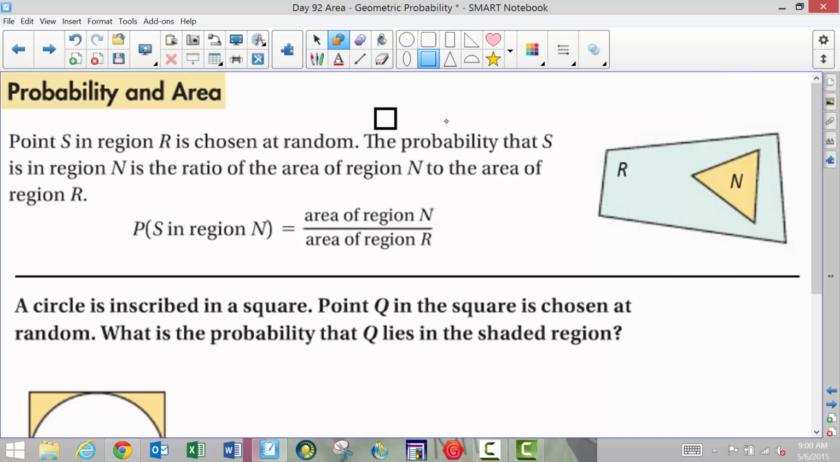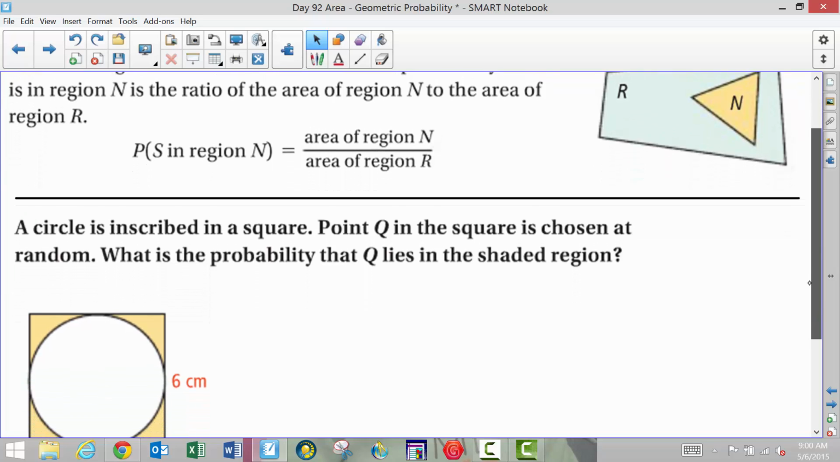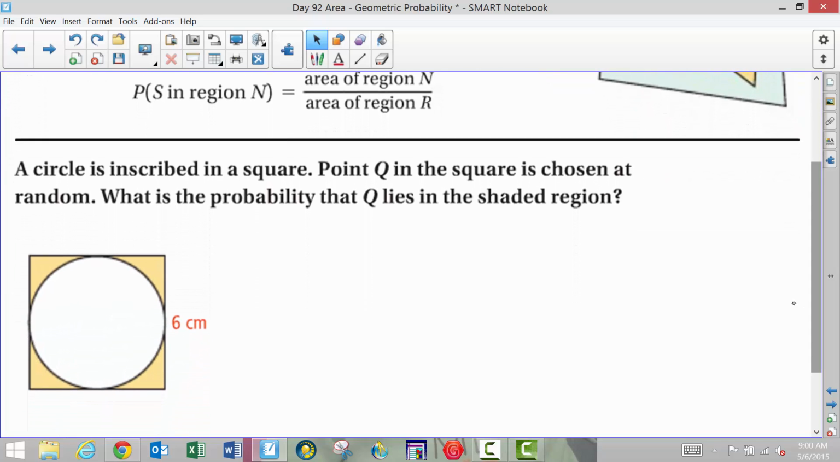So let's go into probability with regions. So the area of region N divided by the area of region R gives us the probability that S will be in region N. Okay, so here you just got to find your areas and divide and you get your chance. So chance is probability.